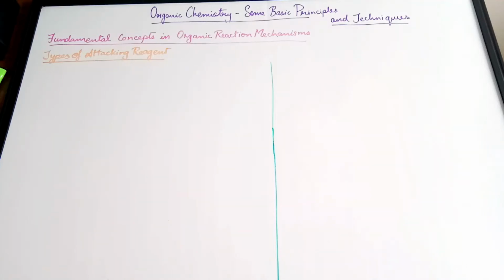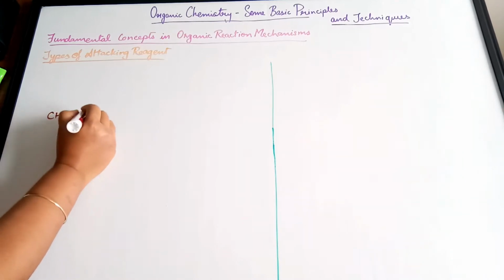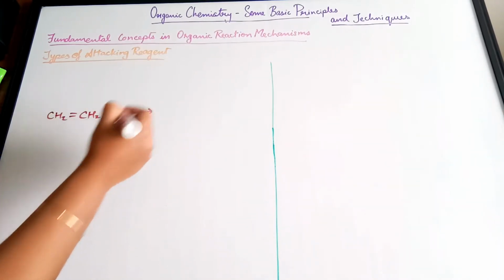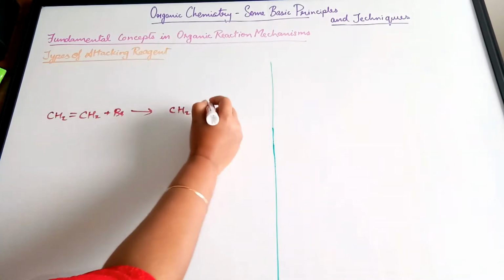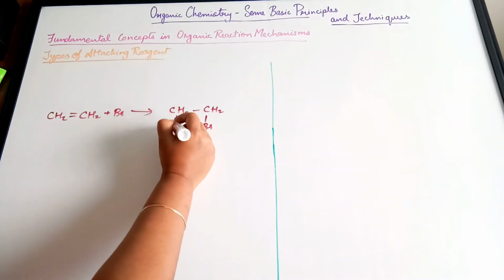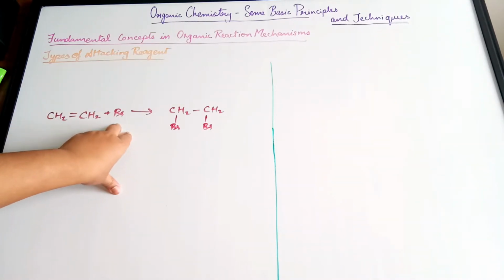When a chemical reaction takes place, there are two kinds of molecules which are involved. One is called the substrate and the other is called the reagent. So let's assume an alkene is reacting with bromine to lead to the formation of a product, which is basically dibromoethane. So here the substrate is this, whereas this is the reagent.